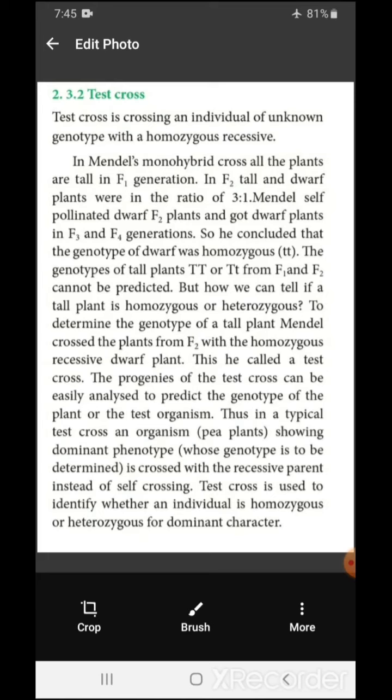What is the use of test cross? The test cross is used to identify whether an individual is homozygous or heterozygous for the dominant character. For example, capital T small t. Here the capital T is the dominant character, so we can predict that. Whereas small t, we didn't know of any other dominant character, so it shows the recessive character. By this we know what the dominant character is, what the recessive character is, and whether it is homozygous or heterozygous. It is identified only with the help of test cross.